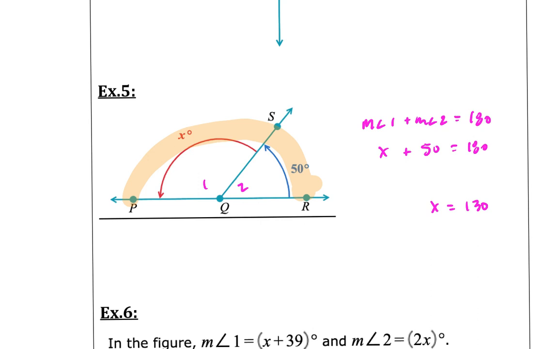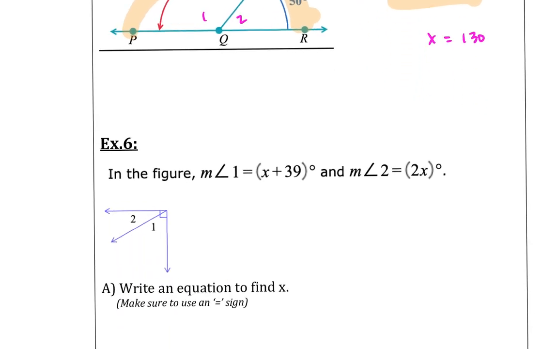So if they asked you for PQS or SQP, the measure of that angle, you would say it equals 130 degrees, and you would show your work like this. Okay, look at number 6.